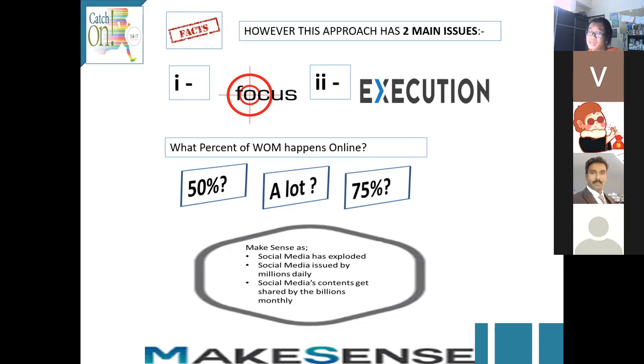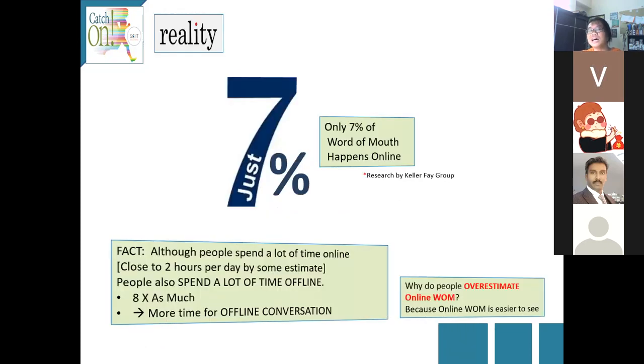But unfortunately, 50% is wrong. It's not even close. So what is the exact percentage of word of mouth that actually happens online? I'm pretty sure a lot of people would think a lot, right? Actually, based on the research by the Keller-Fay Group, you can Google the Keller-Fay Group just to check their credibility, only a minute, tiny amount of 7% of word of mouth happens online, right? That's it. Only 7%.